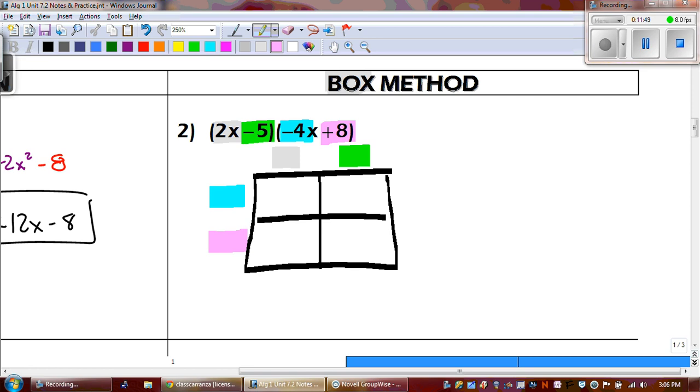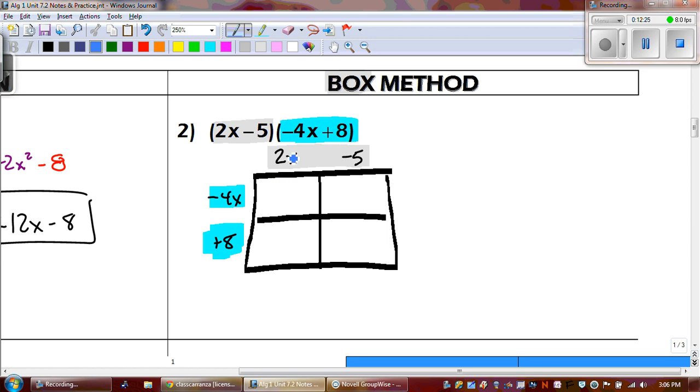See where everything's going? My top binomial, negative 2x minus 5. I just got it from that top. My second binomial is the negative 4x plus 8. Another way to look at it would just be this. My top binomial, there it is. Side binomial, there it is. We can't break up those pieces. And now that we've got that, we just multiply inside.